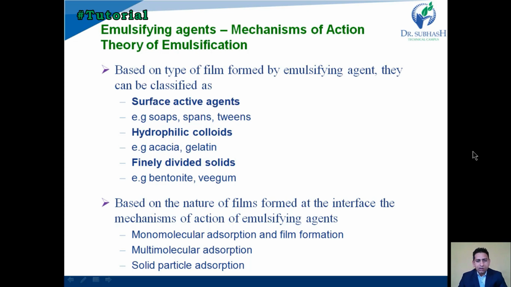Based on the nature of film formed at the interface, the mechanisms of action of emulsifying agents are: first, monomolecular adsorption and film formation, which is shown especially by surface active agents. Then multimolecular adsorption, which is shown by hydrophilic colloids. And third, solid particle adsorption, which is present in the case of finely divided solids. We will discuss these one by one.